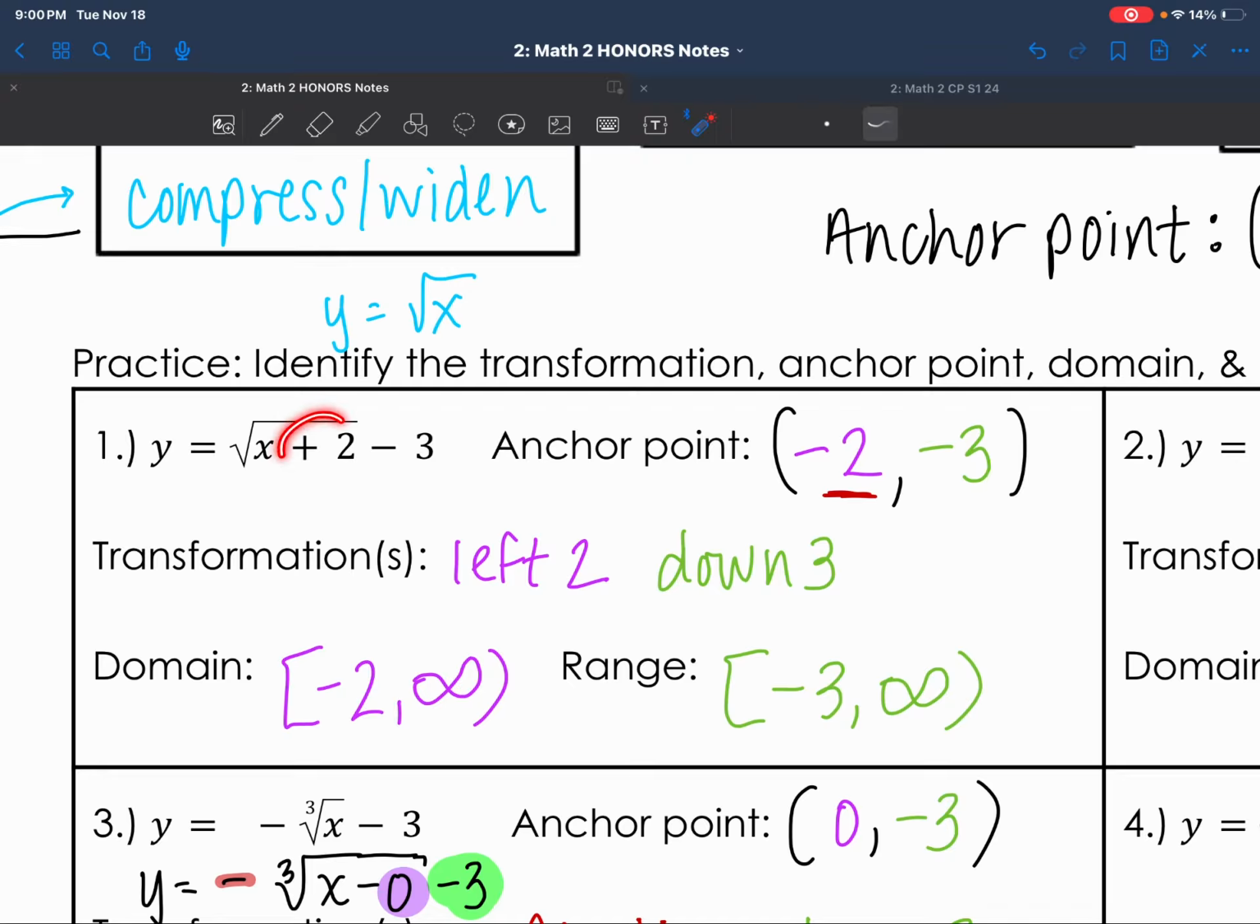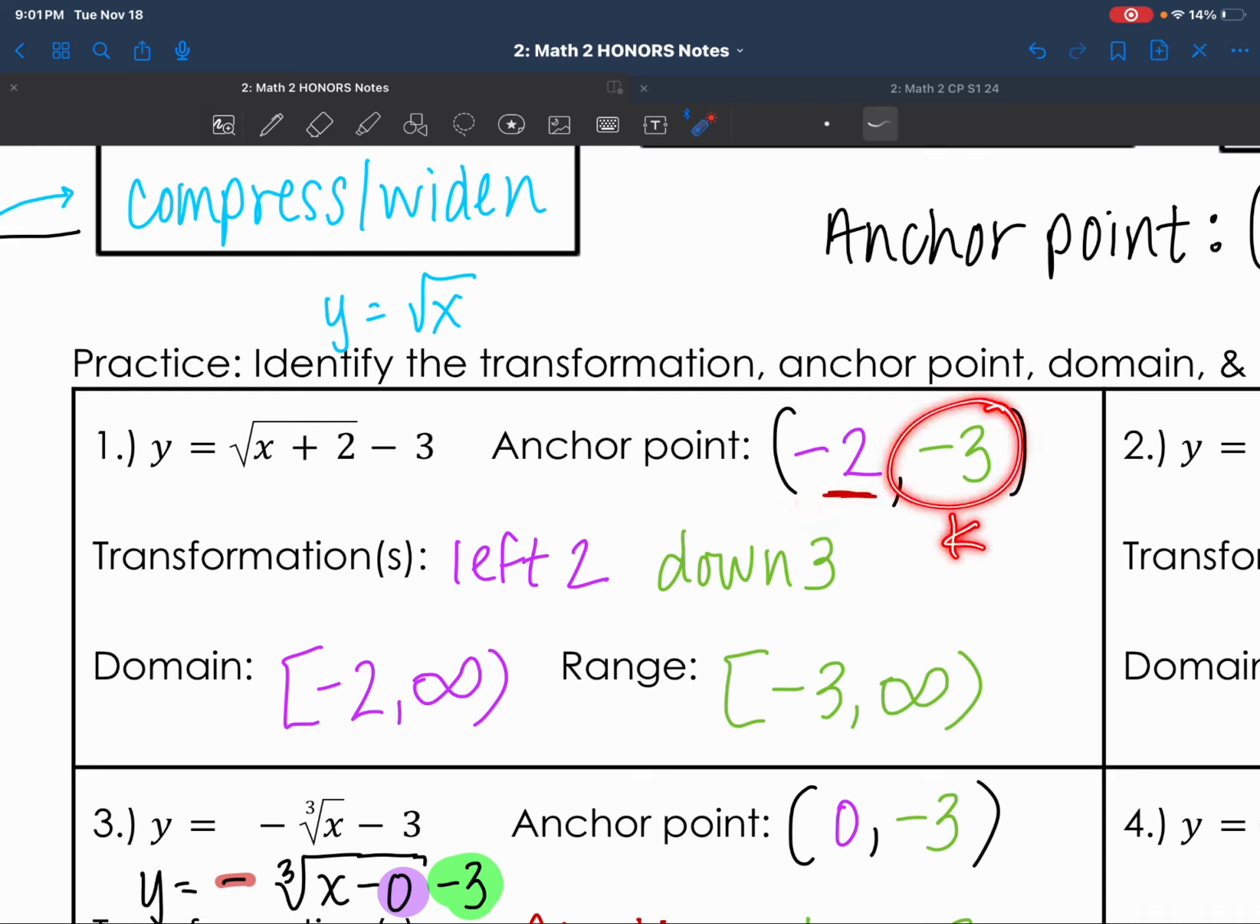So in this case, we have plus 2. Remember, it's actually a minus 2 because h is the opposite sign. And then negative 3 is outside the radical, so that's your k. So this is your anchor point right here. Now let's look here. A equals 1, so there's no reflection, but h is negative 2, so that means you're going left 2.